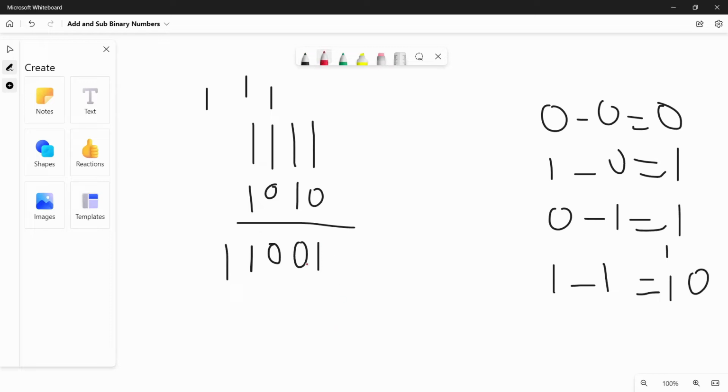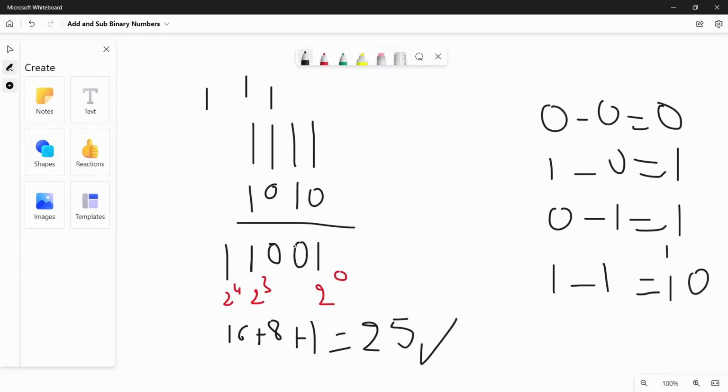Now let's convert this binary format to decimal. 2^0, 2^1, 2^2, 2^3, and 2^4. So 16 plus 8 plus 1. 16 plus 8 is 24. Plus 1 is equal to 25. And so we found out that this binary format is equal to 25. And so 15 plus 10 is equal to this binary format, which is 25.